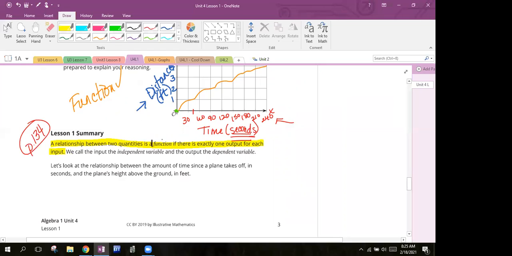Okay. So exactly one y value for every one x value. All right, so in those situations, we refer to the input as the independent variable, and we refer to the output as the dependent variable.